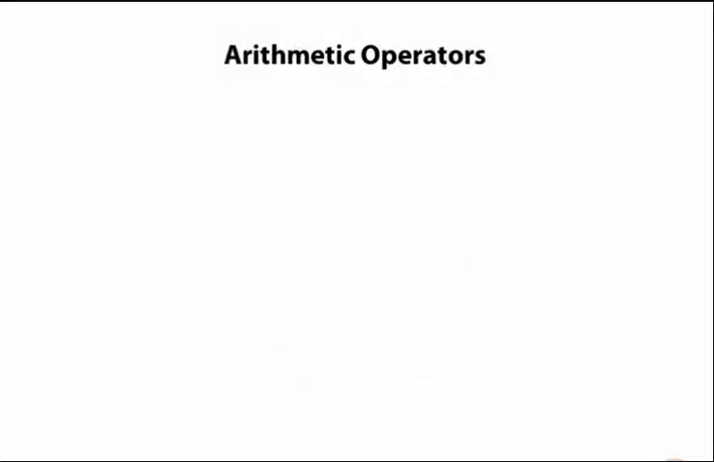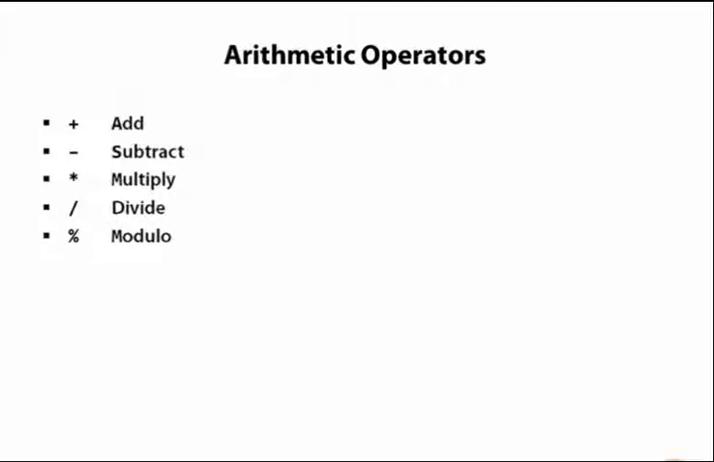Arithmetic operators are as you would expect: add, subtract, multiply, and divide. The one that you might not be immediately familiar with is the modulo operator, which produces the remainder when its left operand is divided by its right. These are all binary operators, meaning that they operate on two operands.